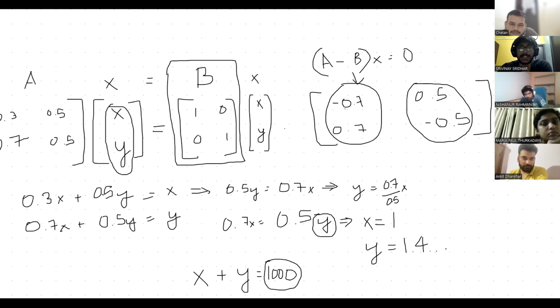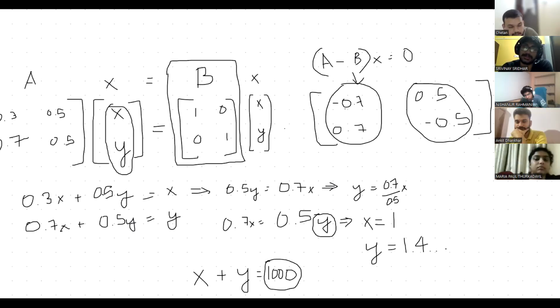So let me try to guide this. When we said any point other than 0, 0, like a vector 1, 2, right? Actually, this is a very important thing. I don't think we discussed this before. Let me write this down.